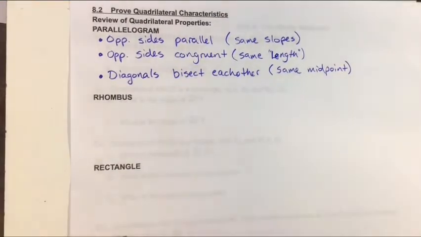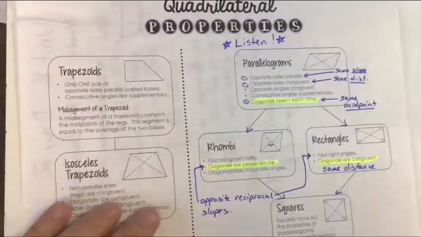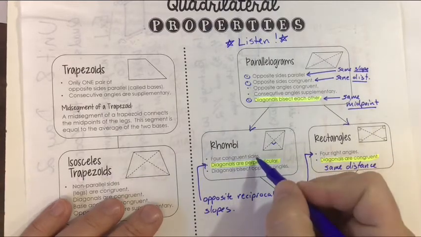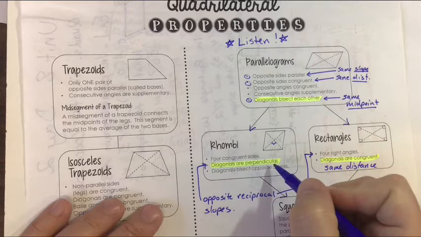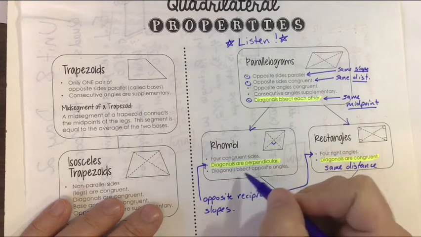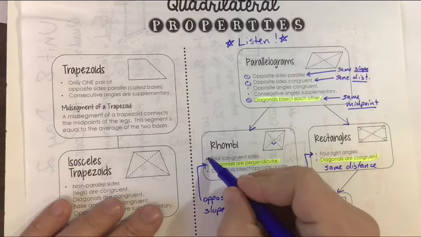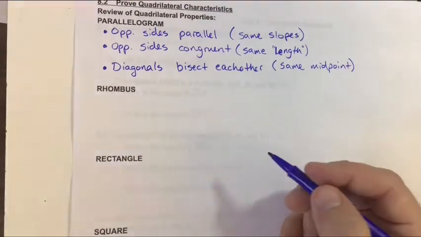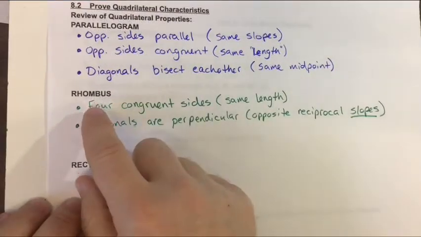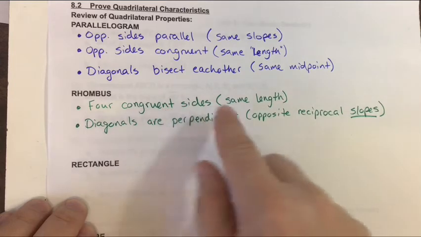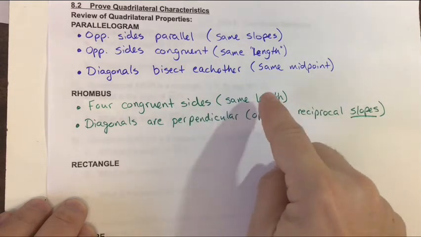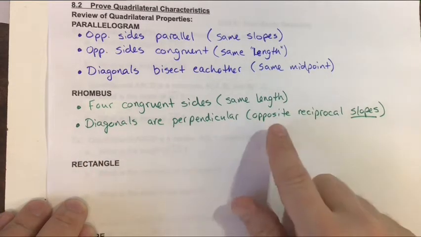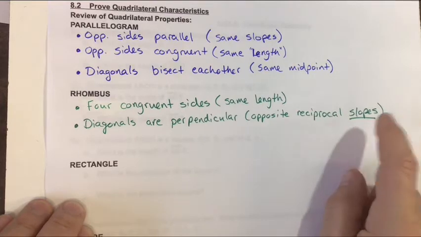All right, so now we're going to take a look at rhombus and rectangle. In a rhombus, or the plural of that being rhombi, we have these characteristics. There are four congruent sides. The diagonals are perpendicular. And then diagonals bisect opposite angles. We're really not focusing on that one, just these two. So we're going to write those down. With a rhombus, we have four congruent sides. That means all four sides would have the same length. We would use our distance formula here. We also know the diagonals are perpendicular, which means they have opposite reciprocal slopes, like we talked about in lesson 8.1.